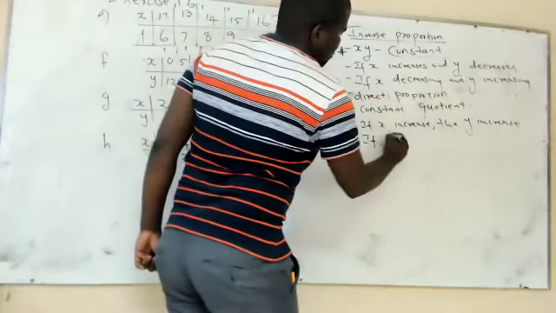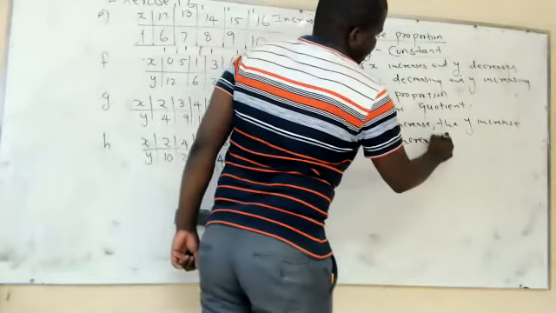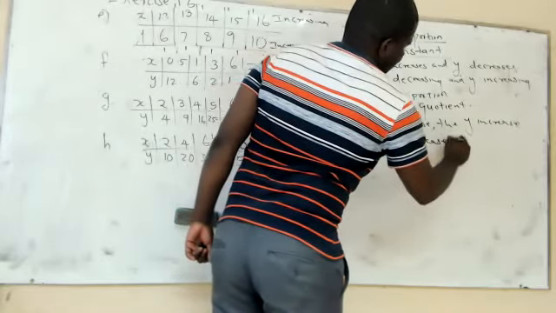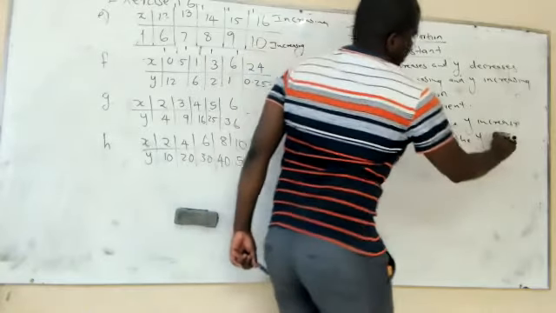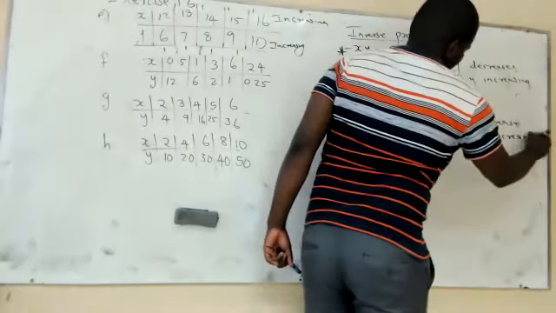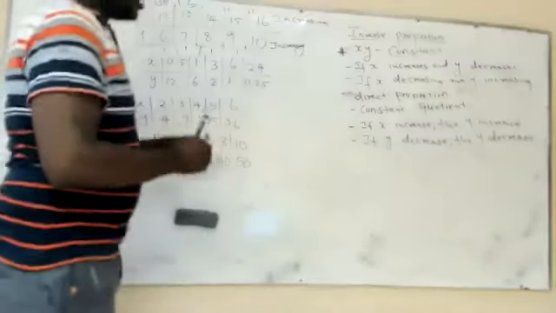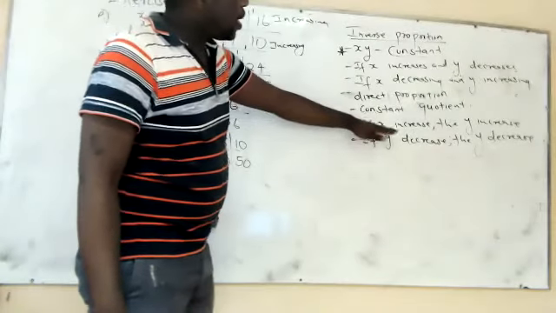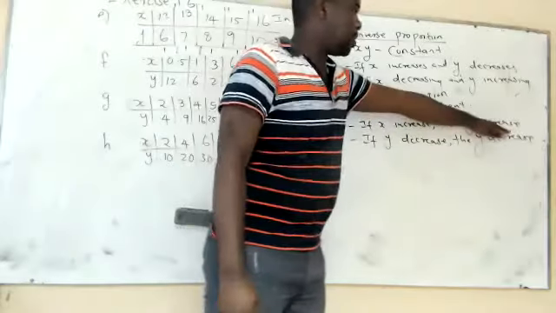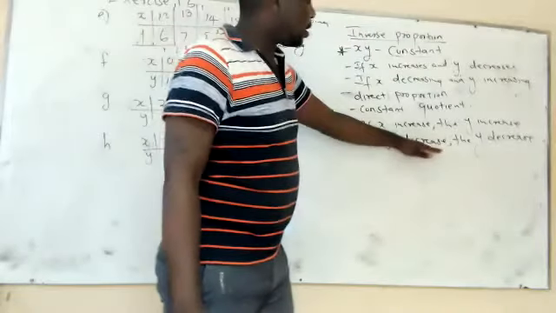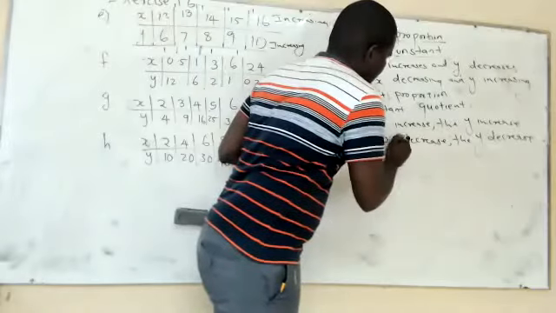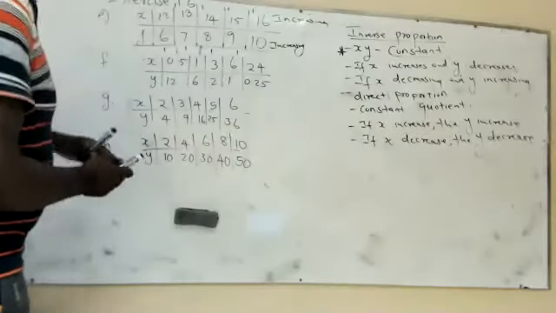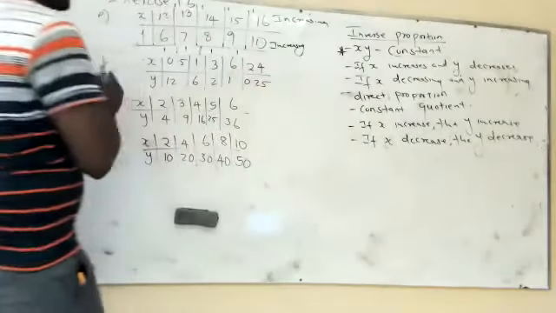The third condition is that if x decreases, then y must decrease. That is for the direct proportion. You check for the constant quotient, and then from there you check if x increases, y must increase. If x decreases, then y must also decrease. So now let's check these three conditions on this first question here.